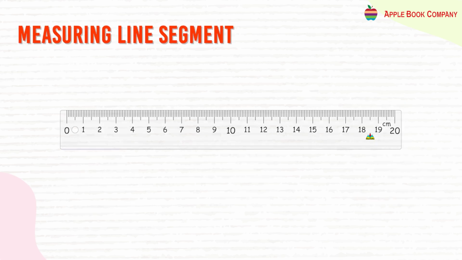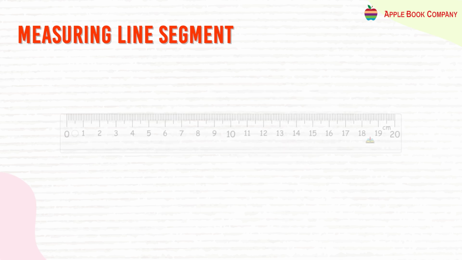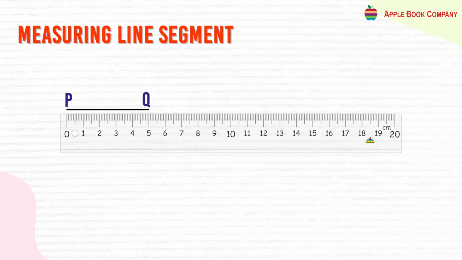Measuring line segment. We can measure a line segment using a scale. A scale has 2 edges. One has markings in centimeters and the other in inches. Measure the given line segment PQ. Place the scale such that the 0 mark of the centimeter scale coincides with point P. The edge should run along segment PQ. Look at the mark on the scale which coincides with point Q. Note its measure. In this case, it coincides with 5 on the centimeter scale. Thus, the length of the segment PQ is 5 cm.